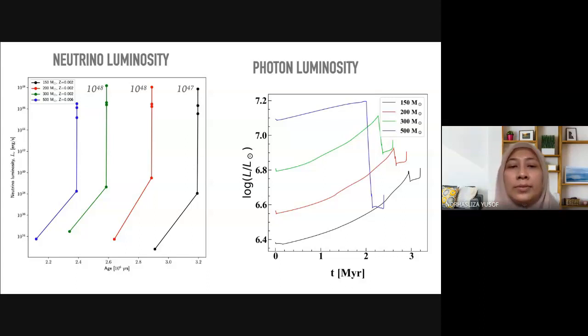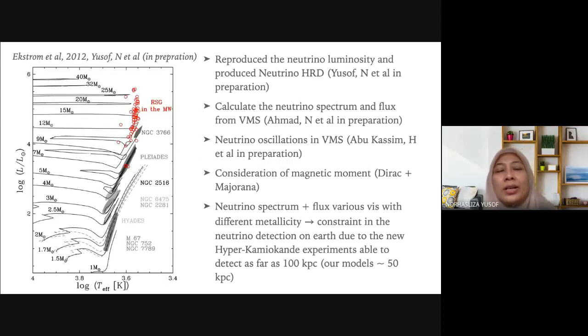Okay, so future work, what's next? I show you the old work that we have done in 2012, where we mapped using the luminosity and effective temperature, similar to this one.